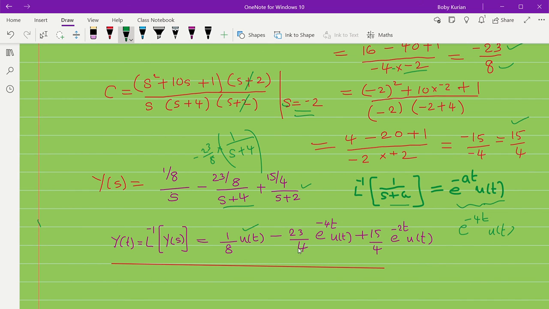So minus 23 by 8 into e power minus 4t u of t. Similarly, the last term is 15 by 4 into, with a equal to 2, e power minus 2t u of t. So this is y of t. Y of t is the response of the system. By taking the inverse Laplace transform, we get the response of the system. So this is the final answer. Thank you.